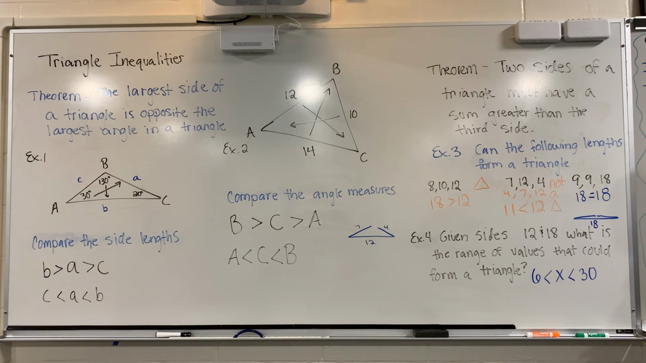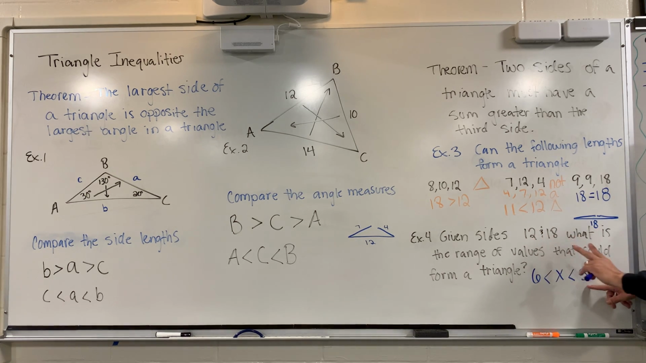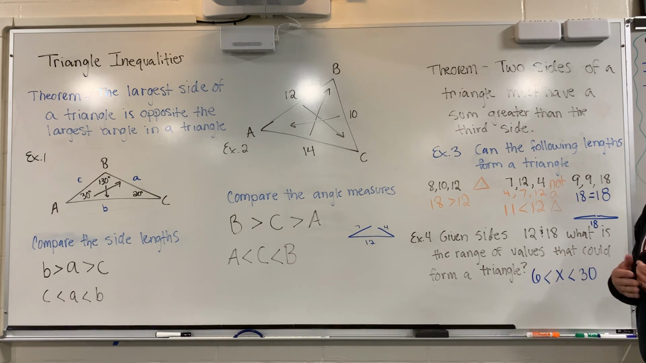Because remember, I can't pick 30, because what's 12 plus 18? 30. And 30 is not greater than 30. So any number between 6 and 30 makes a triangle. Anything that's outside of that range does not make a triangle. So 6 will not do it, 30 will not do it, but any number bigger than 6 and smaller than 30 is our set. So whenever you get these two numbers, just simply add them together and subtract them, and this is your range of values.